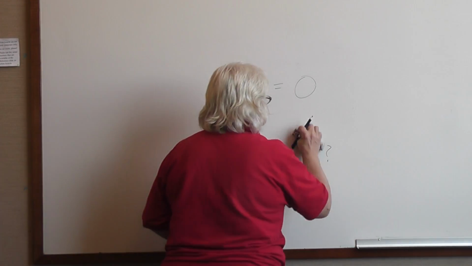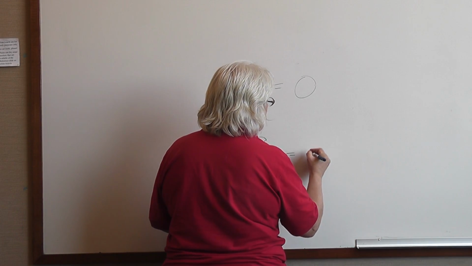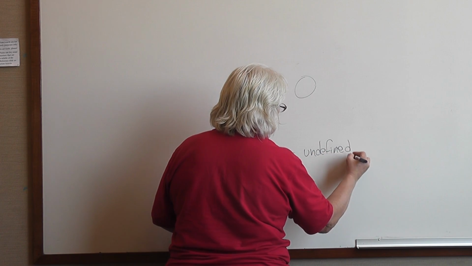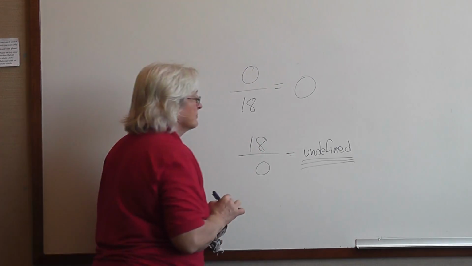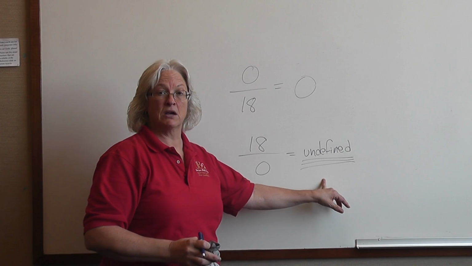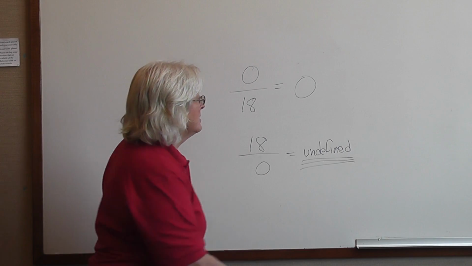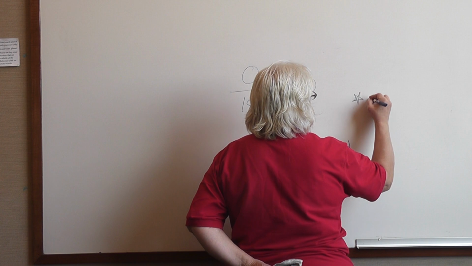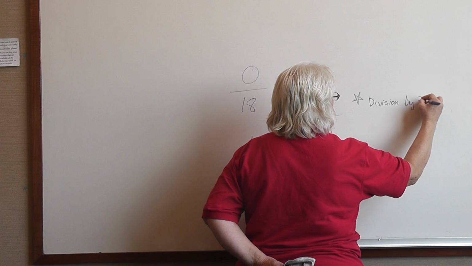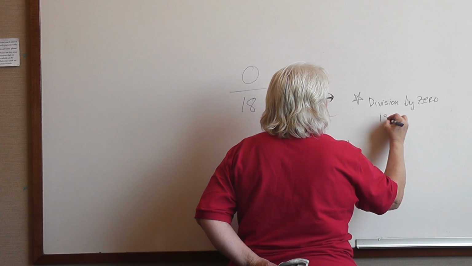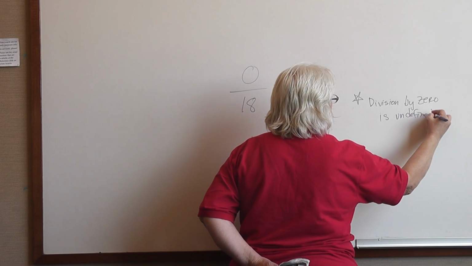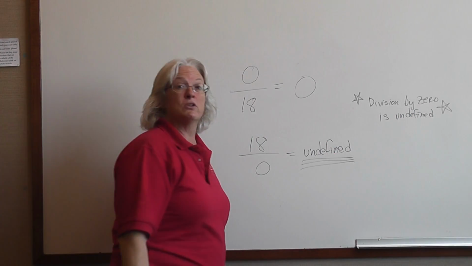So in math, we say that that is undefined. And it is essential. If we ask you, what is the answer when we're dividing something by 0, you say that the answer is undefined. So this statement here says that division by 0 is undefined. Make sure that you've got that down.